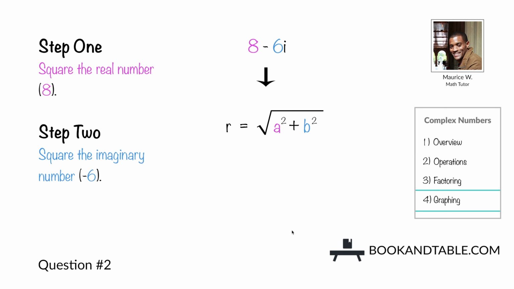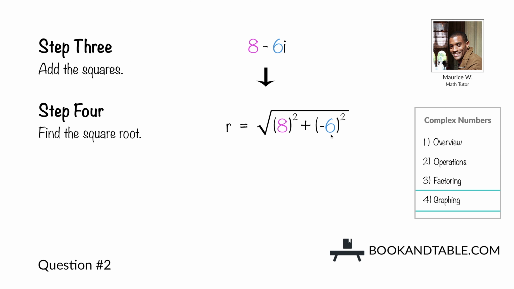Question number 2, we wanted to find the modulus of 8 minus 6i. So step 1, square the real number 8. Step 2, square the imaginary number -6. Step 3, add the squares. In step 4, find the square root.